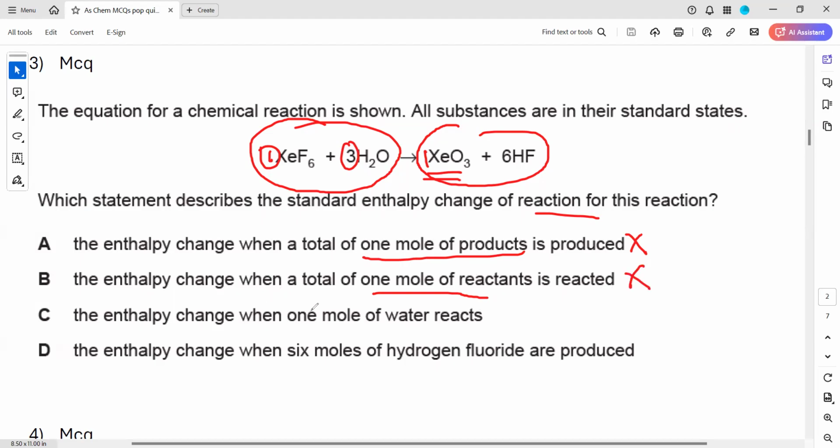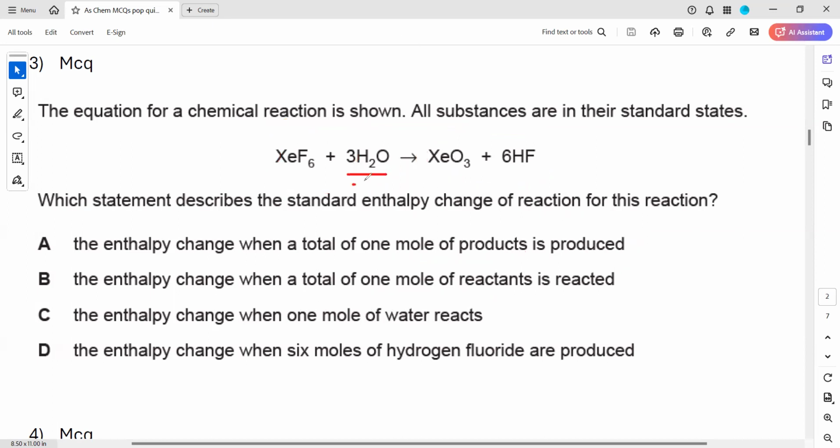The enthalpy change when 1 mole of water is reacted. According to the equation, it is not 1 mole of water that is reacted. How many moles of water are reacting? Here 3 moles of water are reacting, so this is also wrong. The enthalpy change when 6 moles of hydrogen fluoride are produced. That is correct. If you see the equation, 6 moles of hydrogen fluoride are produced. That's why we select D as the right answer.